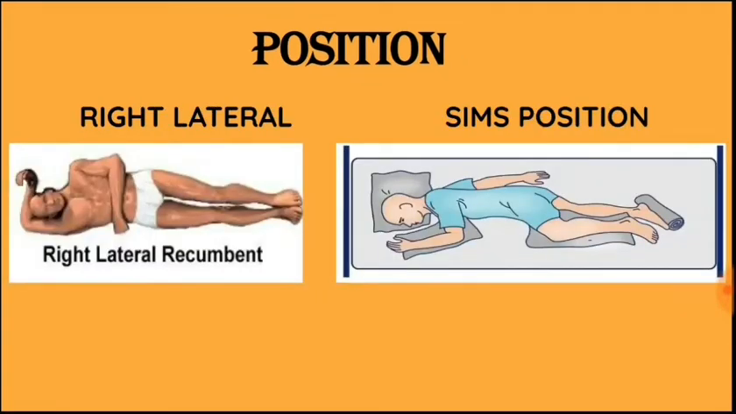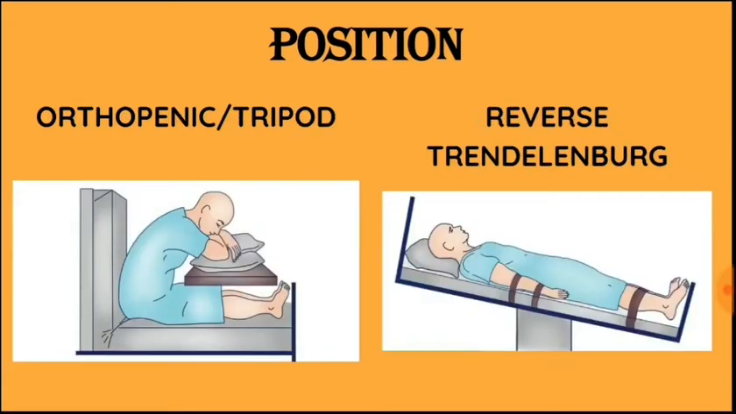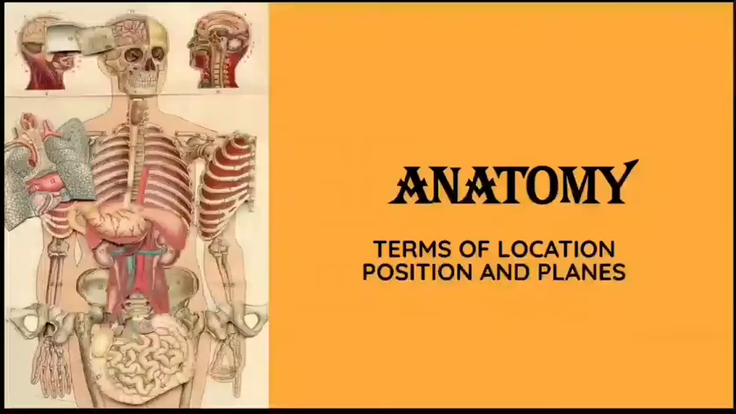Then you have Sims position. It is an aerial top view of the patient, how he is being made to lie on the bed. So that is Sims position. Orthopneic or tripod position. Reverse Trendelenburg position. So these are the different positions of human body. So here completes the topic for terms of location, position, and planes.